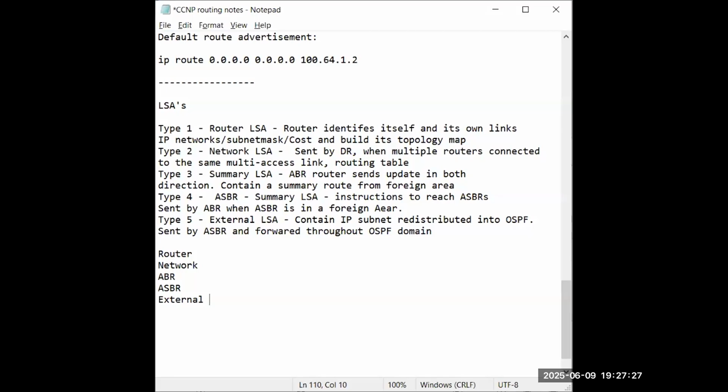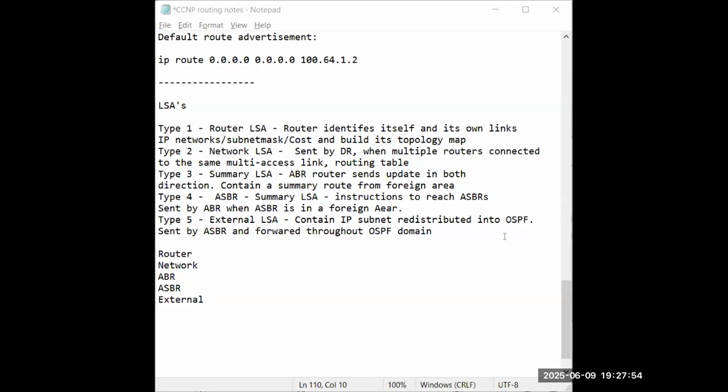So in the interview, they might ask a question about whether LSA type 1 or 2 can reach a different area, or is it allowed to get updates from a different area? Some questions might come. Not possible, right? Yeah, not possible.